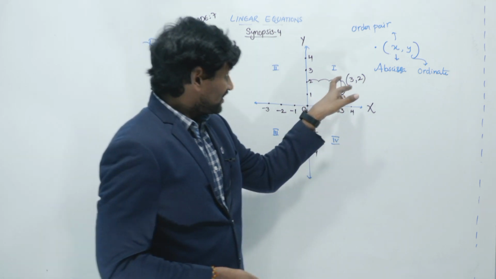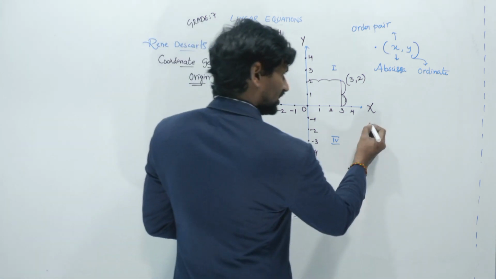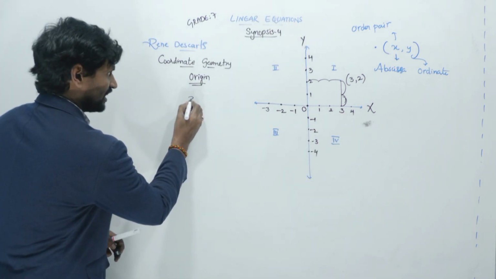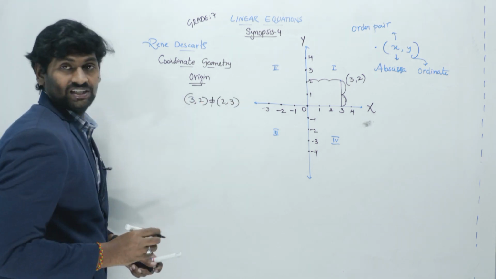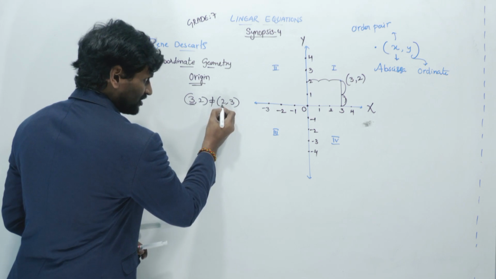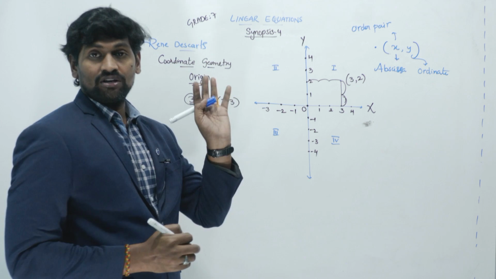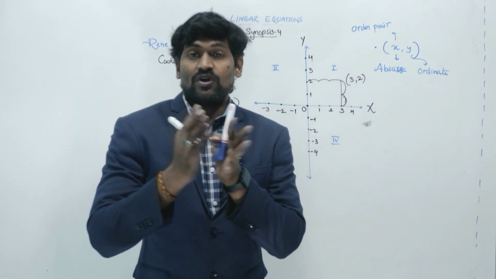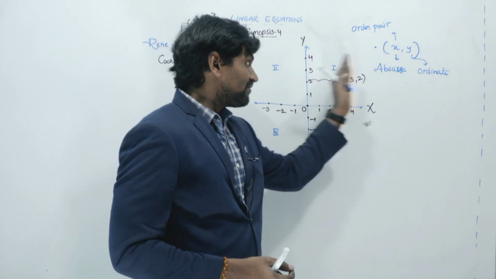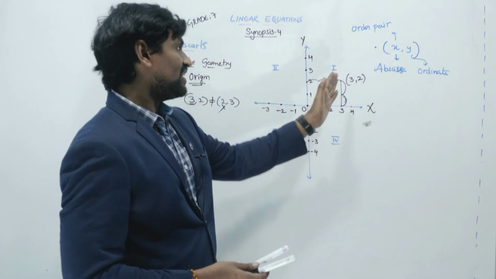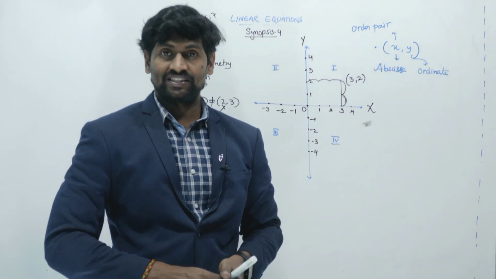Here (3, 2) and (2, 3) are both not the same. The point (3, 2) and (2, 3) are not equal. In one the x value is 3, in the other the x value is 2. The first coordinate always represents the x value, which is the distance from the y-axis, and the second is the distance from the x-axis.